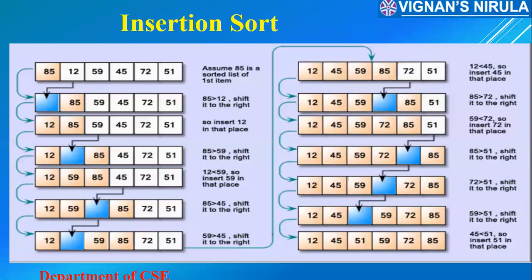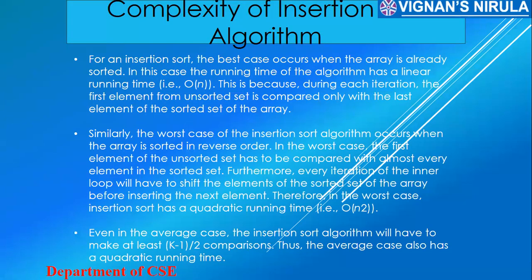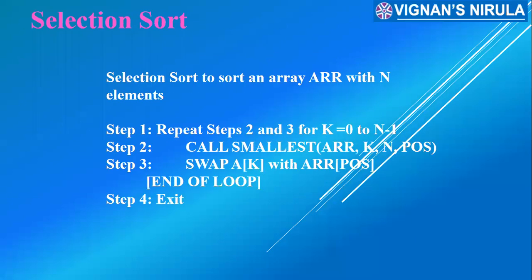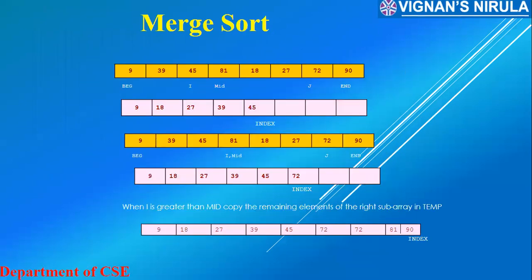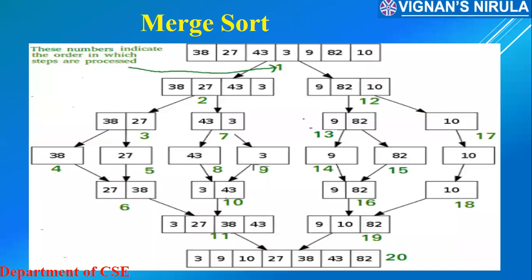Divide and conquer strategy. Quicksort is also applying the divide and conquer strategy. How is the divide and conquer strategy being applied? In merge sort, based on the mid position, the given array is divided into two parts, isn't it? Begin to mid and mid plus one to high. It is the case in your merge sort.